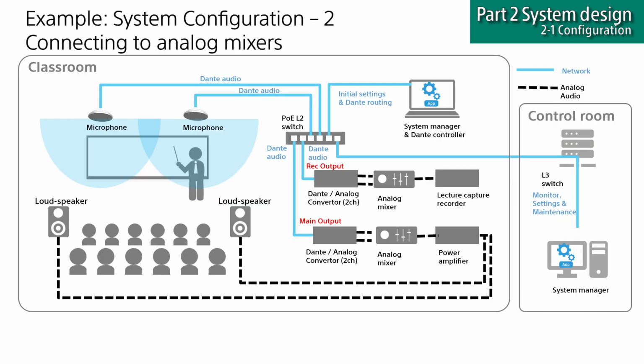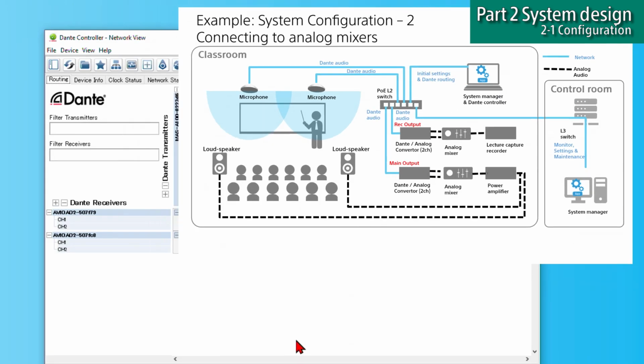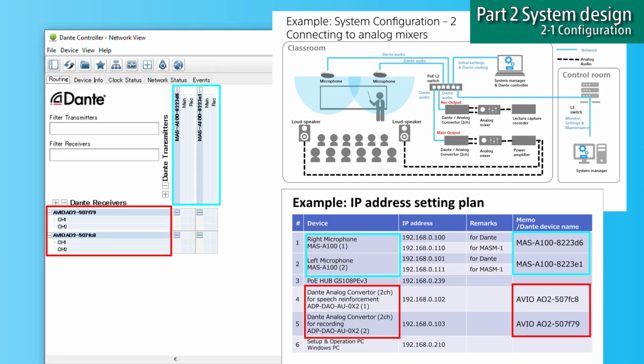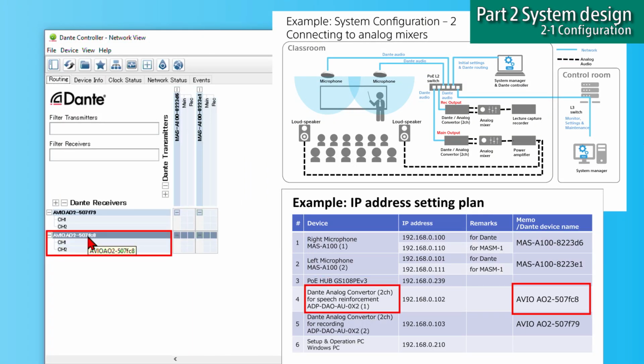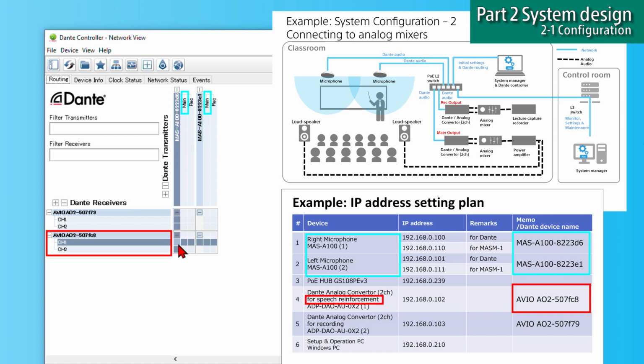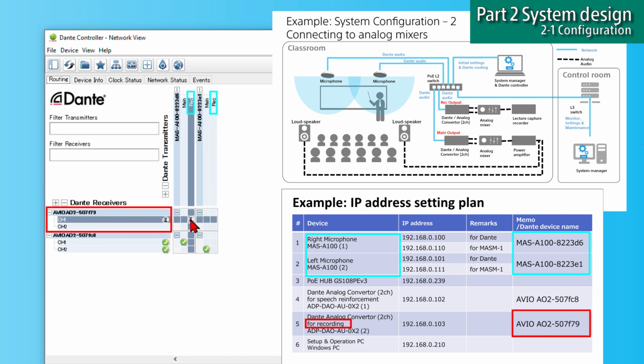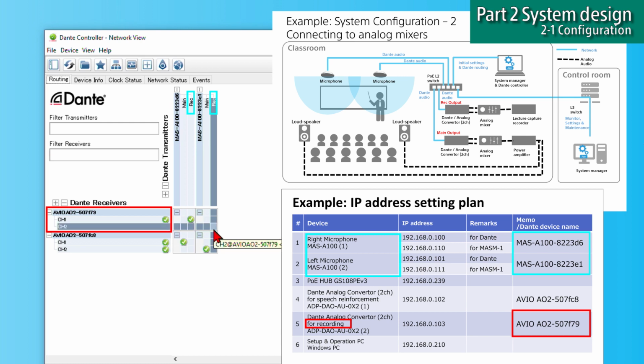Next, example 2. This is a case of using Dante analog converters on the assumption of installing beamforming microphones into an existing analog audio system. Using the Dante Controller on this PC, make sure to mix the audio channels of the main output from each microphone for speech reinforcement. Separately, make sure to mix the audio channels of rec output from each microphone for audio recording. Keep in mind never to mix the main and rec output into one.